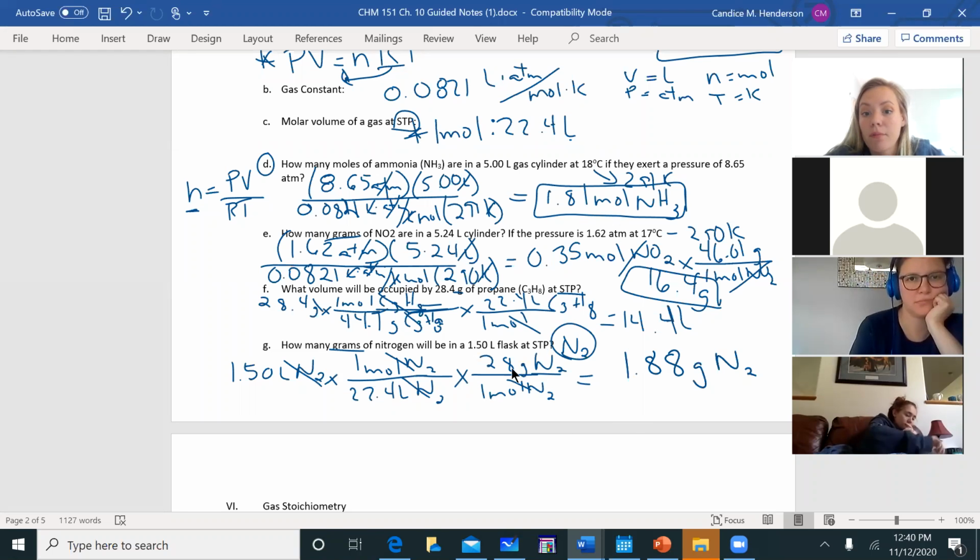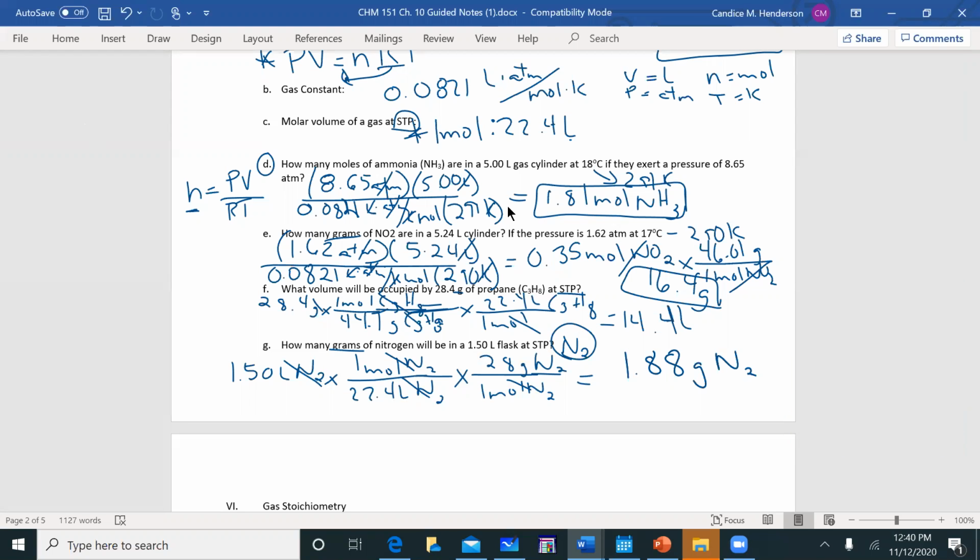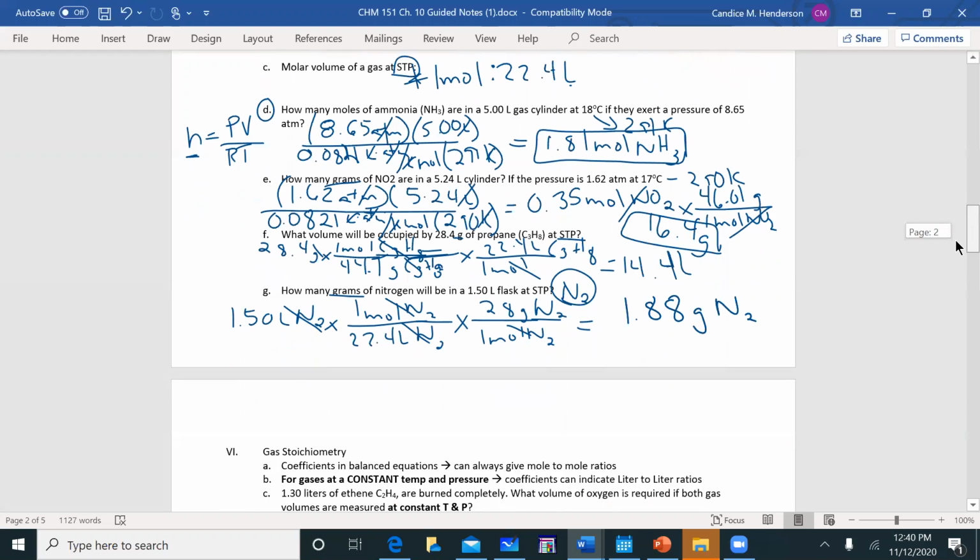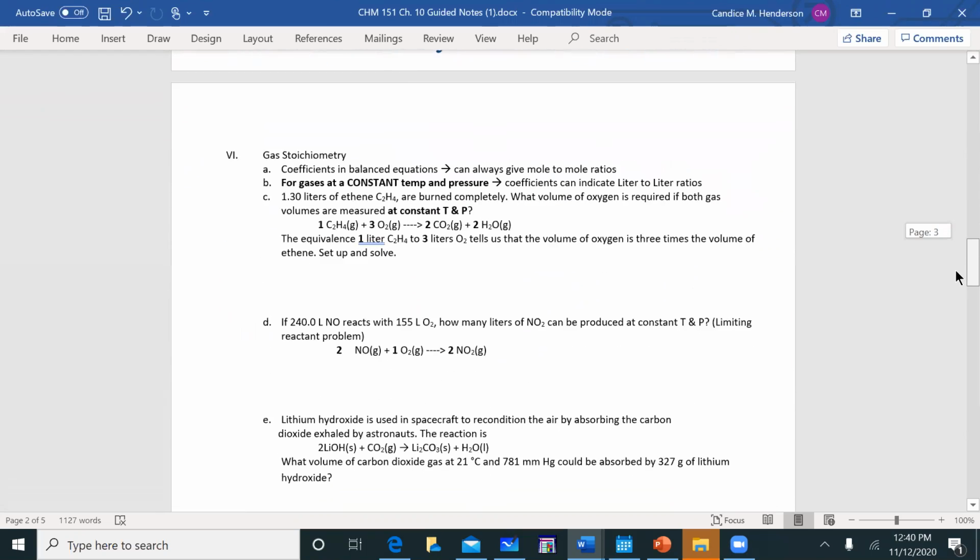Again, if you forgot that relationship on an exam, you could always go back to using PV = nRT. Let's move on to gas stoichiometry.